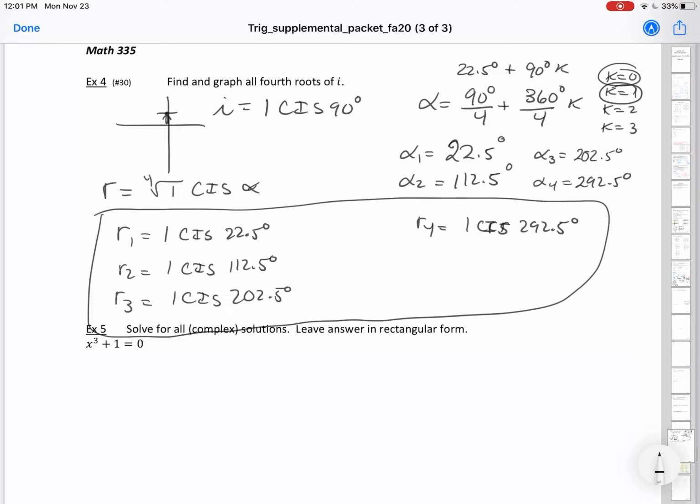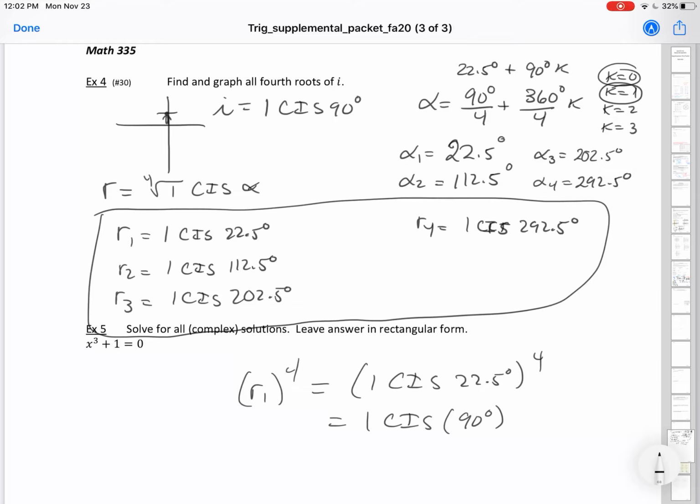Like, it would not be hard, because let me just grab R1 for lack of a better reason. R1 to the 4th would be 1 cis of 22.5 degrees to the 4th, which would be 1 cis, and 22.5 times 4? 22.5 times 4 is 90, I think. Let's check that out. And it wouldn't be 22.5 to the 4th. It would be times 4. Sorry about that. Yeah, it's 90. Doubled is 45. Doubled that is 90.